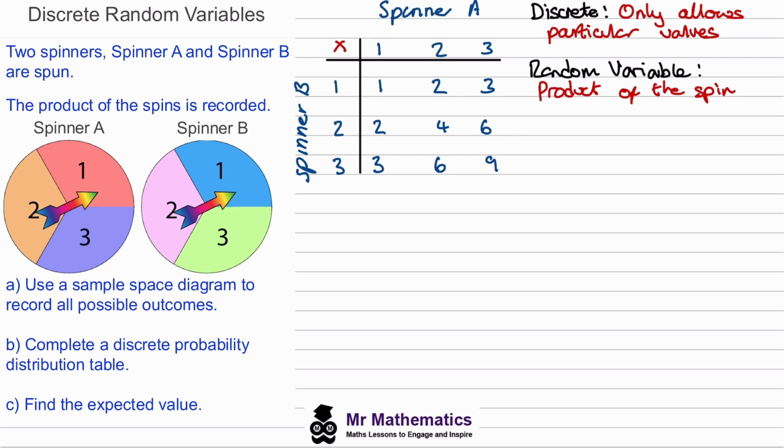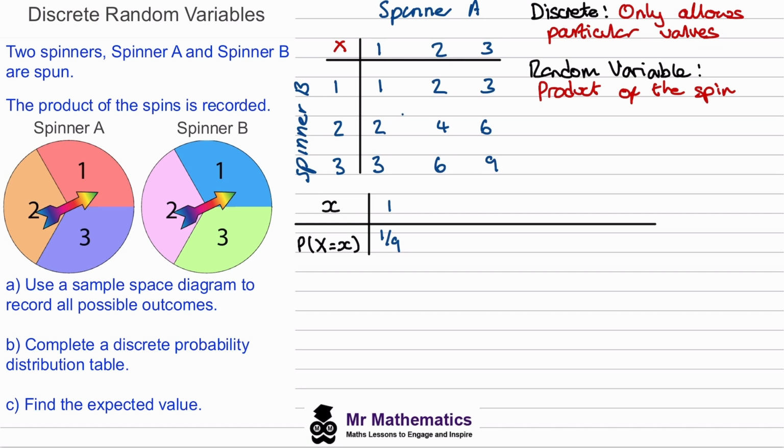For part B, complete a discrete probability distribution table. So if each of these outcomes are our random variable, we can call this x, because the outcome could be unknown. So our table would be the observed value, little x, against the probability of our random variable being that observed value. So when x is 1, you can see we've got one outcome out of a possible 9. So our probability for x is 1 will be 1/9.